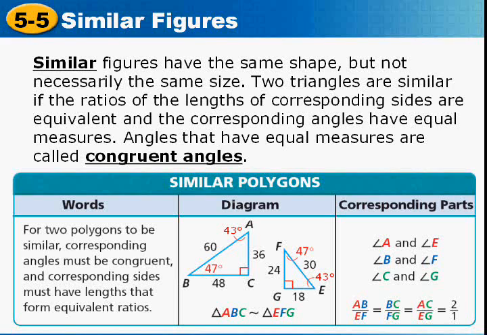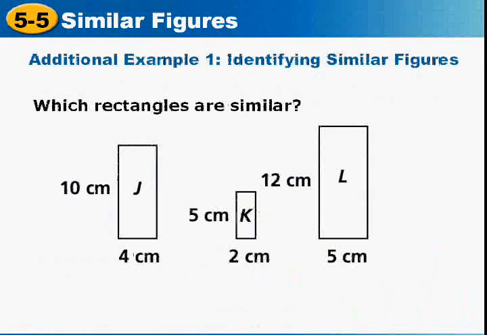The corresponding sides must have lengths that form equivalent ratios as well. So A to B is 60, E to F is 30. And when you put 60 over 30, you get 2 over 1, which we're going to walk through in just a second. But just know that the corresponding sides, like AB over EF, BC over FG, AC over EG, those simplified ratios all need to be equivalent.